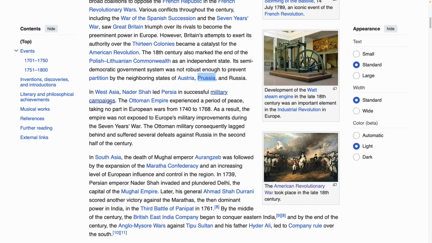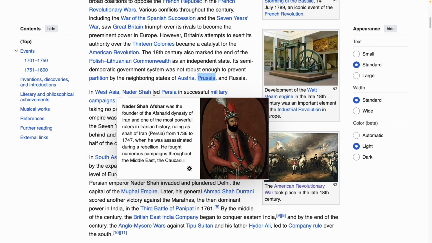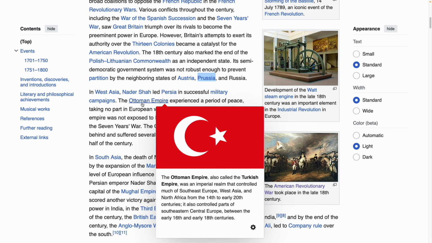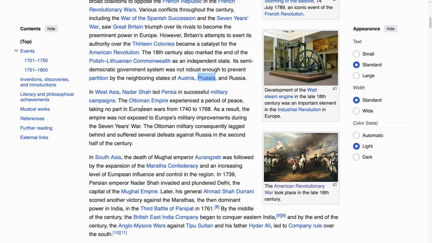Okay, in West Asia, Nader Shah led Persia in successful military campaigns. The Ottoman Empire experienced a period of peace, taking no part in European wars from 1740 to 1768. As a result, the empire was not exposed to Europe's military improvements during the 7 Years' War. The Ottoman military consequently lagged behind and suffered several defeats against Russia in the second half of the century.